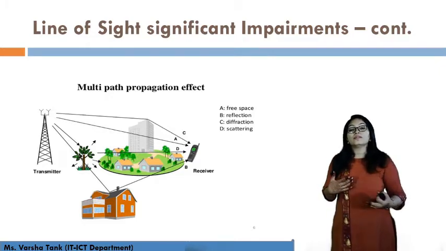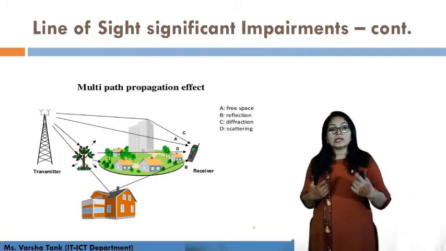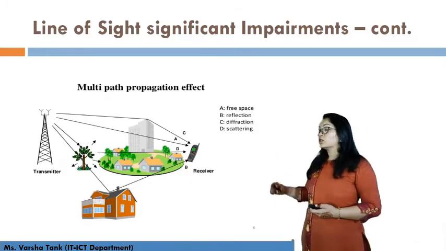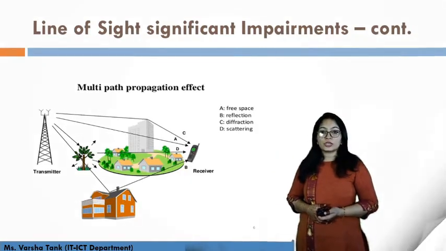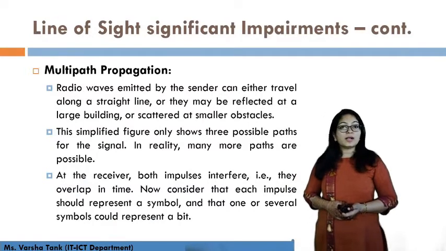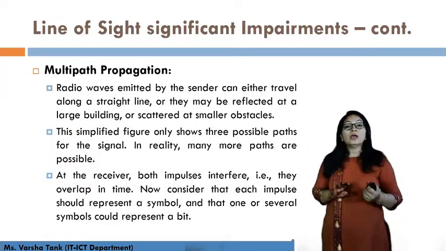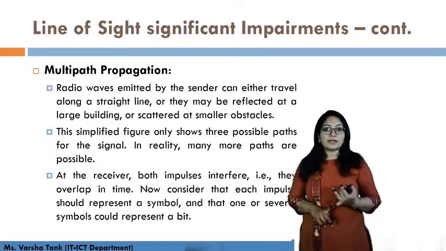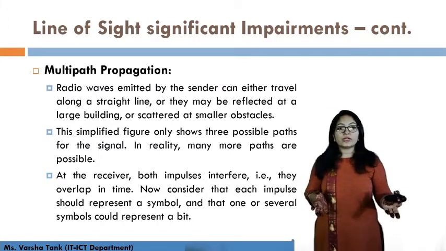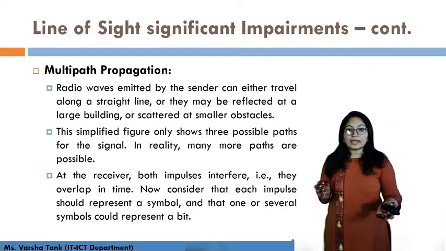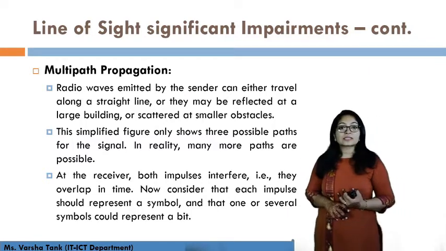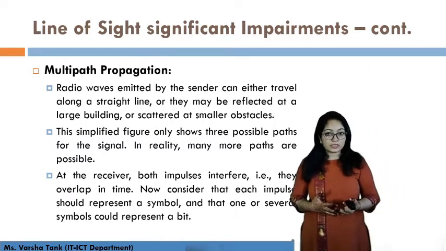More than one effect is possible in a single communication. That is known as the multipath propagation effect. So what is the multipath propagation effect? As I explained, it is written over here. Radio waves emitted by the sender can either travel along a straight line, or they may be reflected at large buildings, or scattered at smaller obstacles.